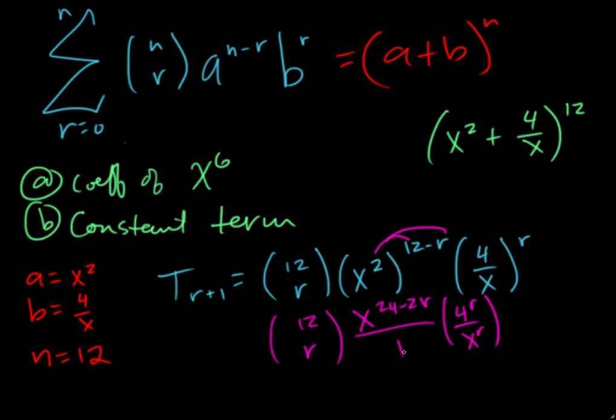Now, if we think of this as just one big fraction, I'm going to pull the 4 to the r out in front. And then we just have this minus this with our exponent rules. So if we just subtract another r from that, it's just going to be x to the 24 minus 3r.